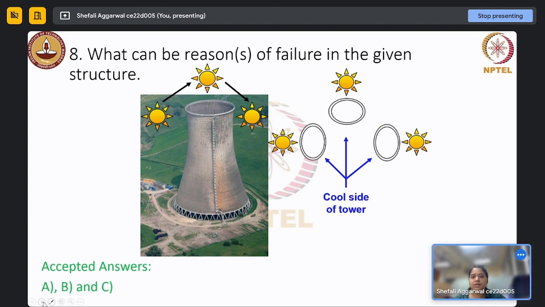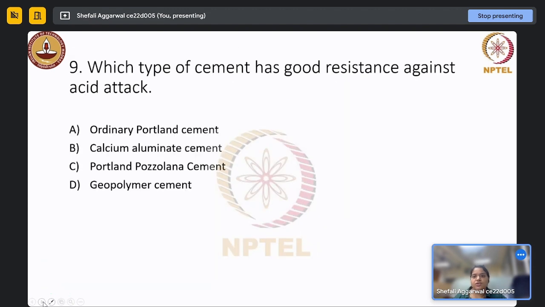Okay. So the next question is, which type of cement has good resistance against acid attack? The answer would be calcium aluminate cement.